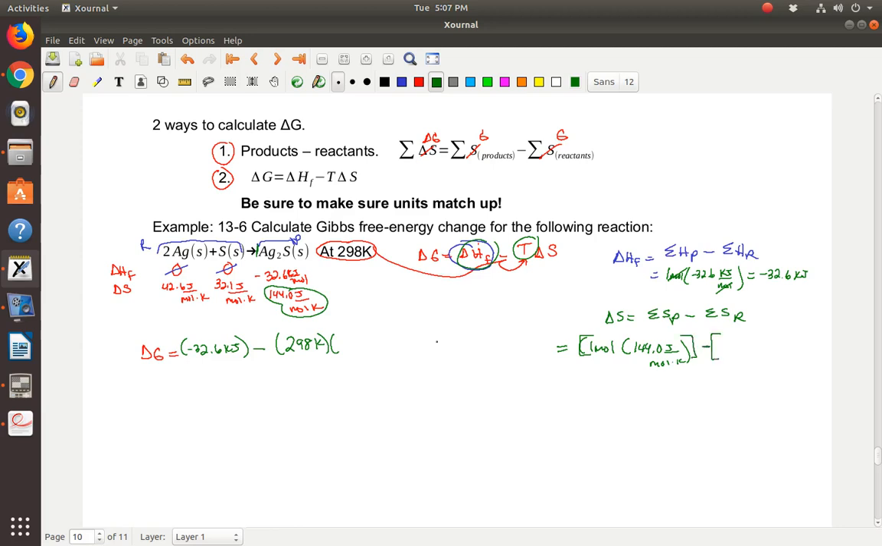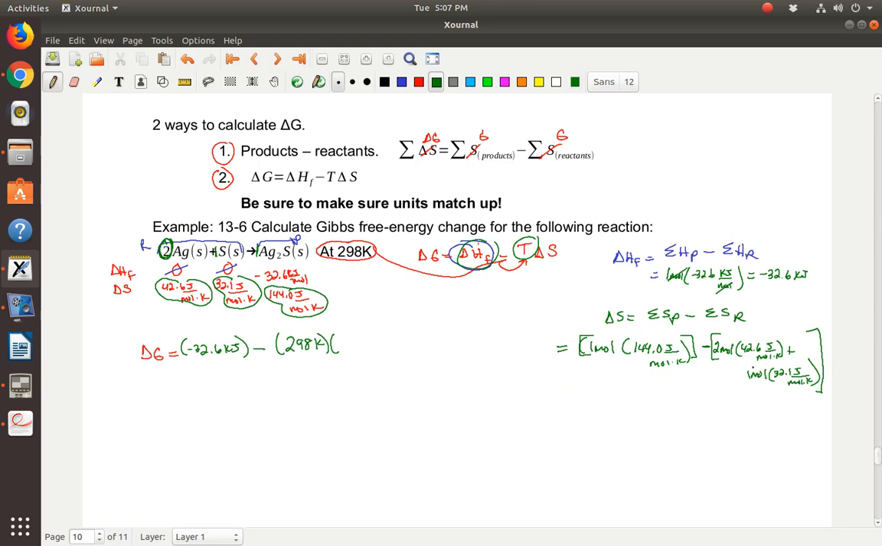Subtract out the sum of the reactants. And we have this one. We have 2 moles of it. We have to use that 2 in front. So 2 moles times 42.6 joules per mole times Kelvin, plus 1 mole times 32.1 joules per mole times Kelvin. And that's the second side. Okay? So it's the sum of the products minus the sum of the reactants.